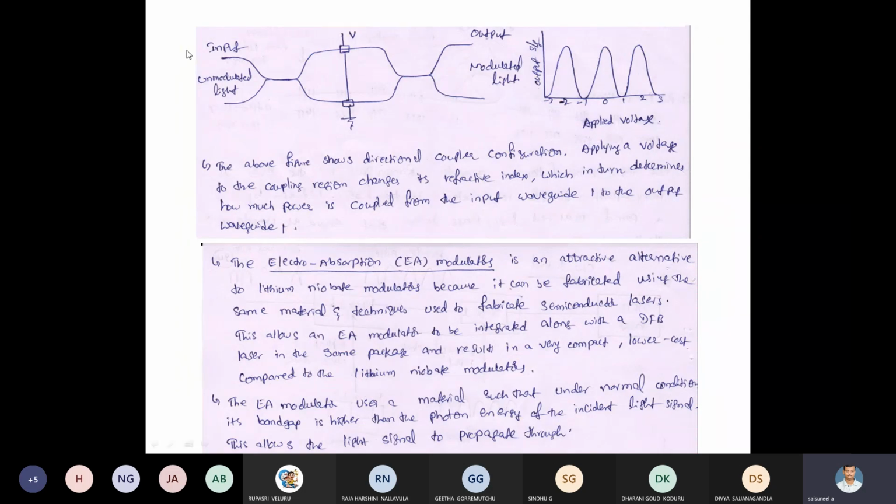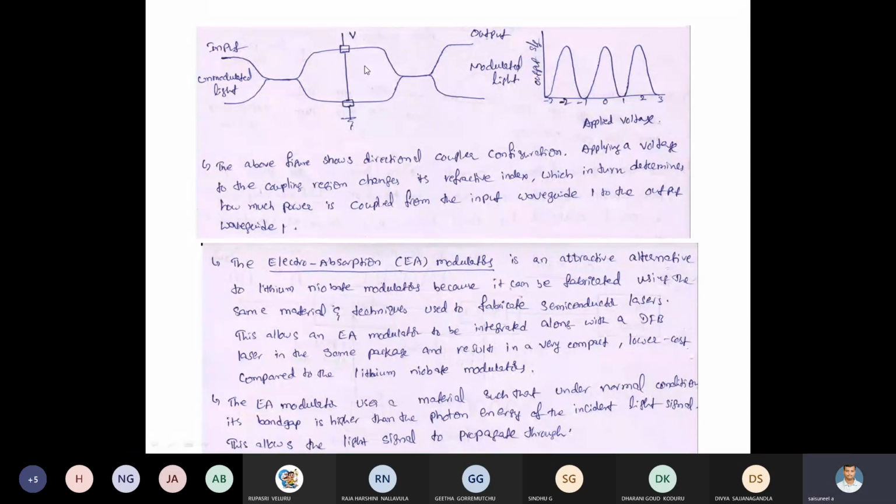See this one. These are two. This is one directional coupler. This is the other directional coupler. Here we are taking two input signals. The first one is the input message signal, another one is the carrier signal. Both should be modulated, and finally we are getting a modulated output.